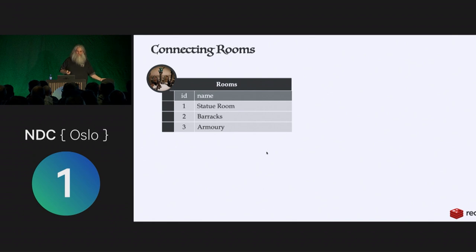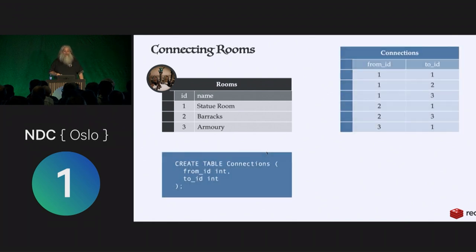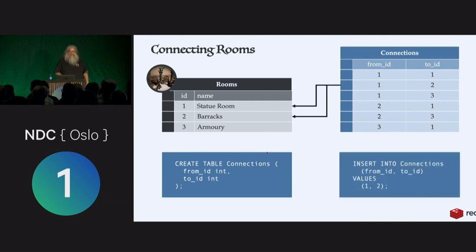In a relational database, we need to create a new table. And that table is going to have IDs for the room that's going from and to. So we insert into that table row 2, which says that room 1, the statue room, leads to room 2, the barracks. And then this table gets really big. And querying this table gets kind of hairy because it's recursive, right? There's ways to do it.